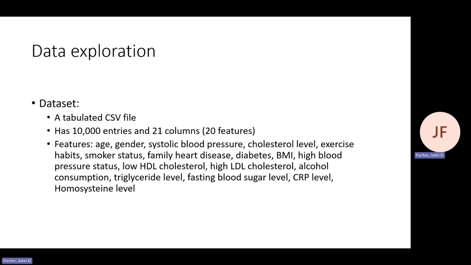So here are some facts about my data set. The data set comes in a tabulated CSV file. So basically, all of the features are labeled and they're neatly organized like an Excel file. The data set also has 10,000 entries and 21 columns and 20 features.